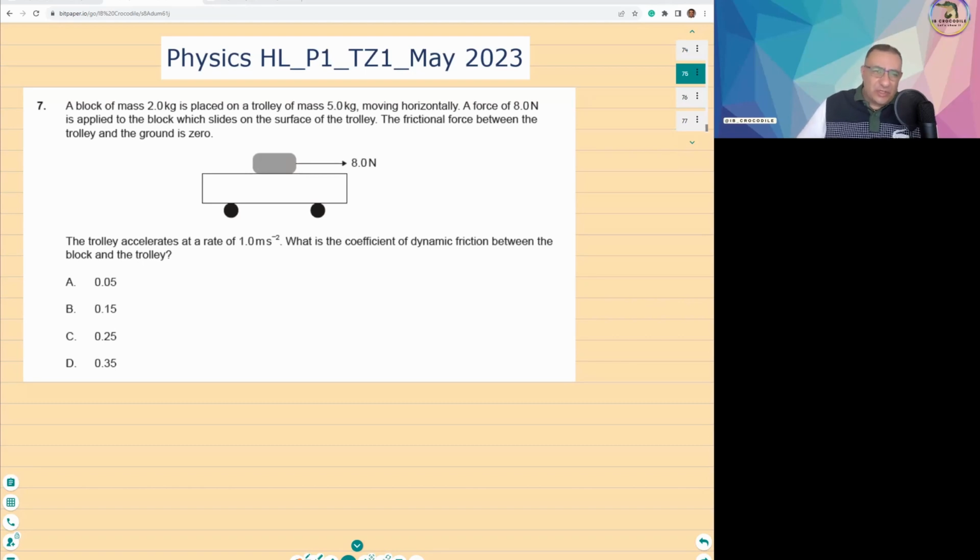Let's have a look at this question here. Past paper IB Physics Higher Level Paper 1 Time Zone 1 May 2023 session, number 7.